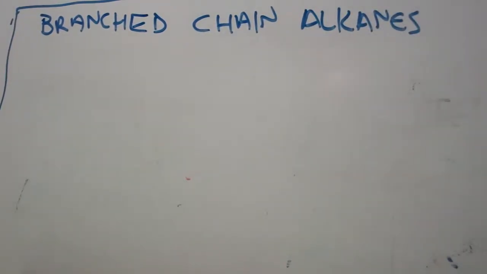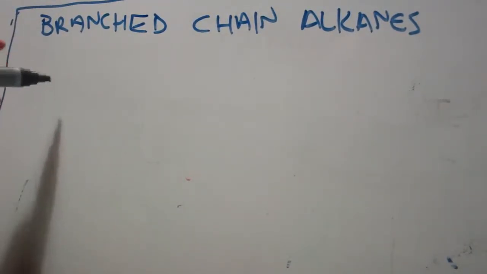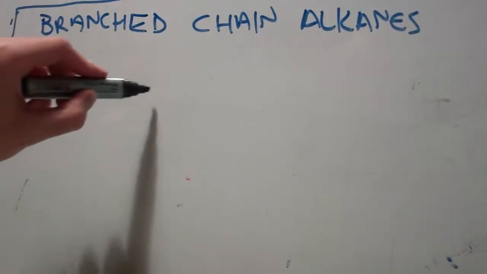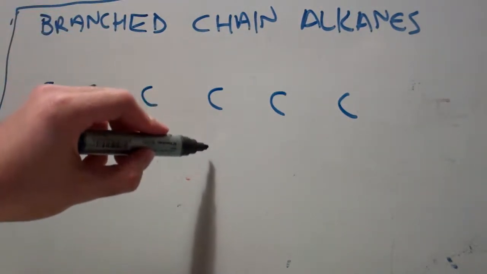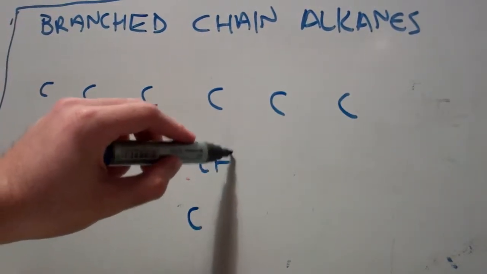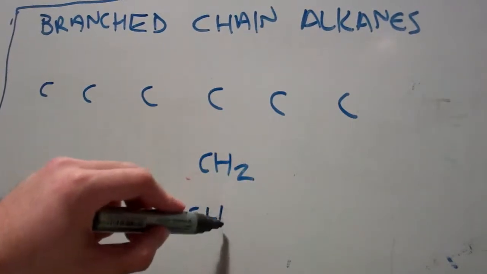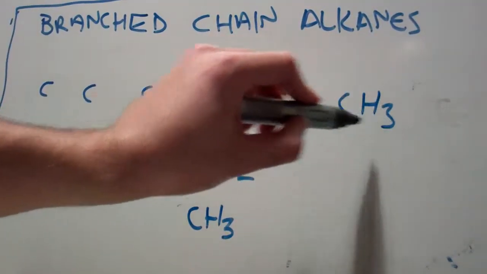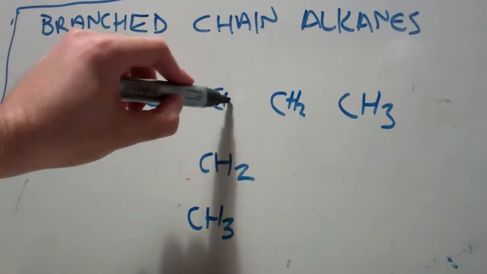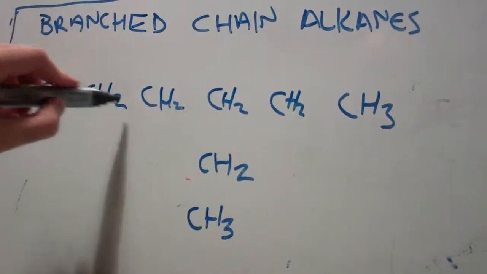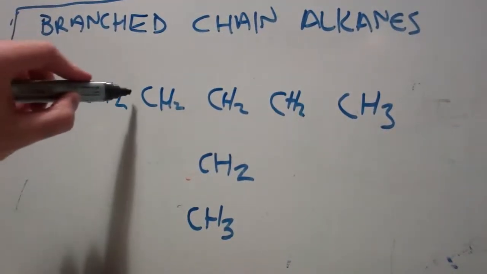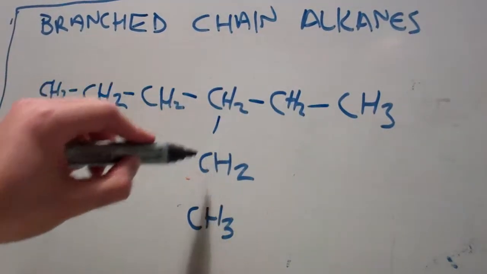I'm going to go 6 carbons this time. 1, 2, 3, 4, 5, 6. And I'm going to put 2 here. Now these are CH3, CH3, CH3, CH2, CH2, CH2, CH2 and CH2, with bonds between them.